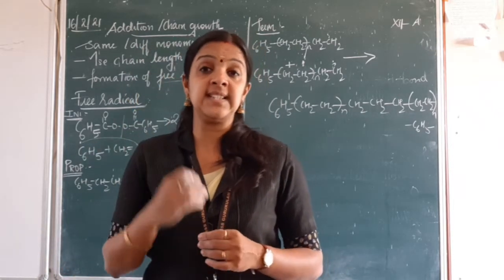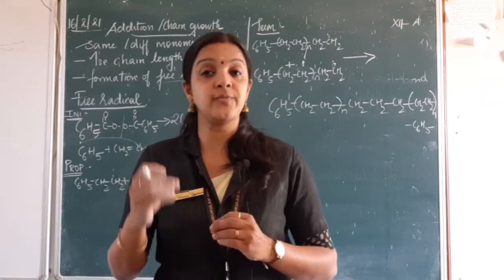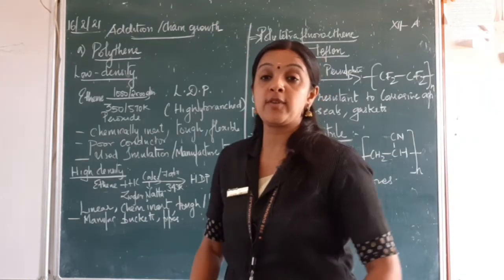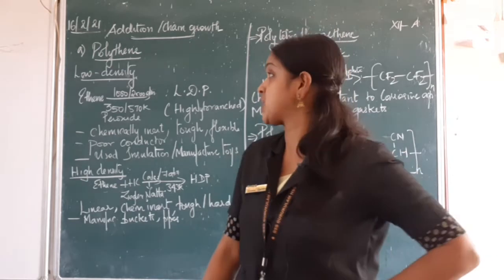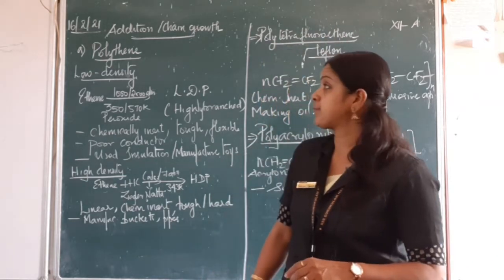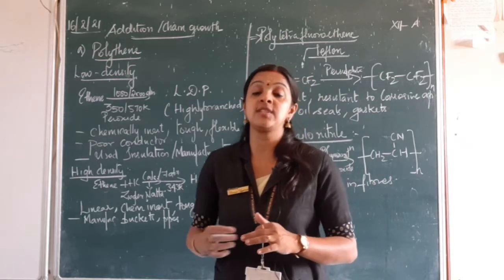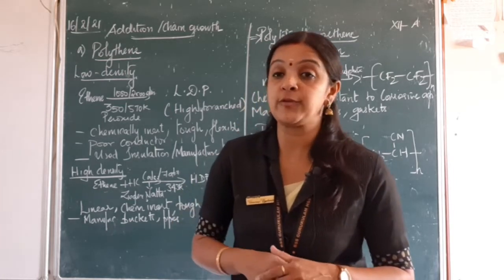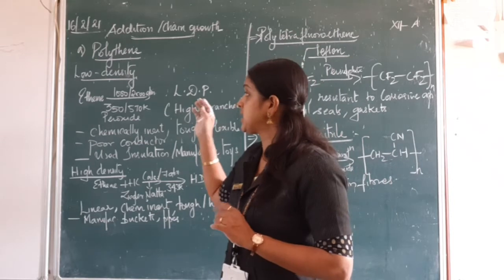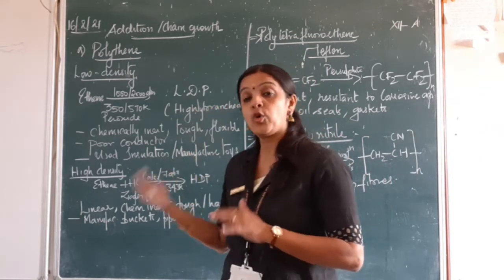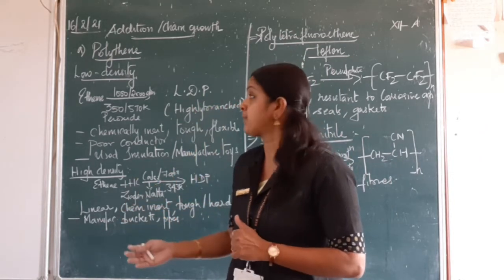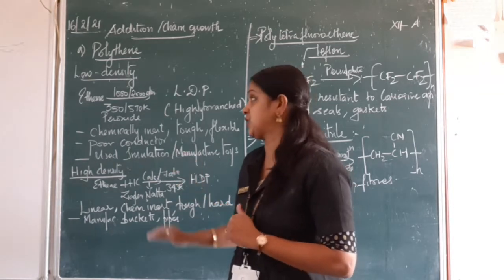In this, let us learn some of the addition polymers which are there for us. First is polythene. We have already learnt in 10th standard that ethene undergoes addition polymerization to form polythene. Polythene is of two types, low density polythene and high density polythene, LDPE and HDPE.